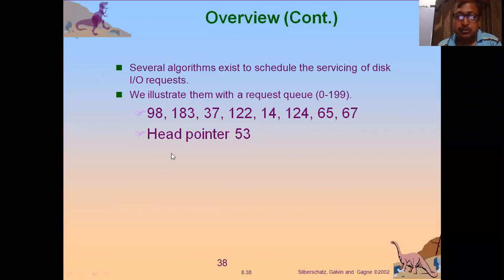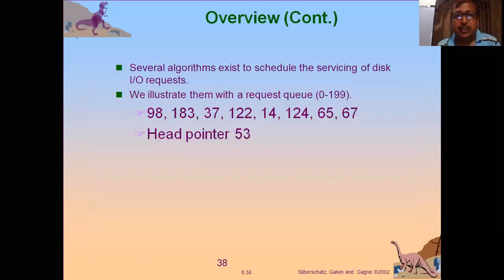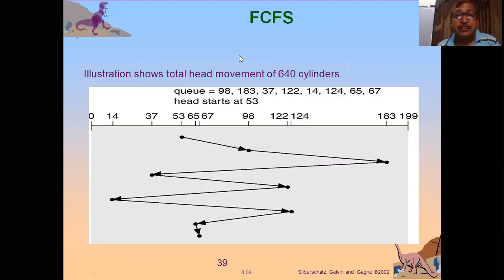So the first algorithm is FCFS. Here we are basically talking about cylinder number, not sector number, because reaching a cylinder is important. Once we reach a cylinder, then it takes less time after that. In the FCFS scheme, what we do is serve whichever request comes first. We are currently at 53. The first request is 98, so the operating system will move from 53 to 98.